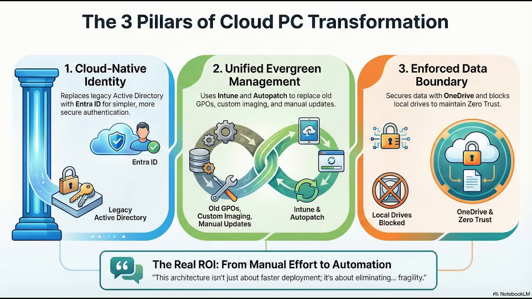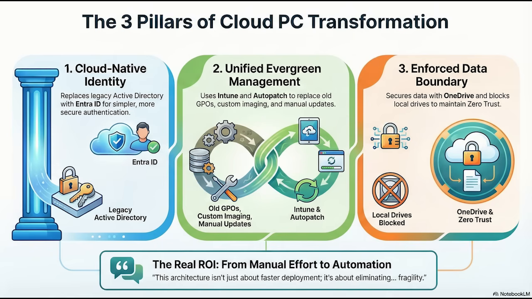First, cloud-native identity. Entra ID join and conditional access completely replace the complexity and the security risk of legacy Active Directory. Second, unified evergreen management. Intune, combined with Windows Autopatch, replaces all that outdated GPO management, custom imaging, and manual patching. It shifts IT from execution to orchestration. And the third, a strong, enforced data boundary. KFM ensures the data persists, while blocking drive and printer redirection ensures total security against exfiltration and lateral malware movement.